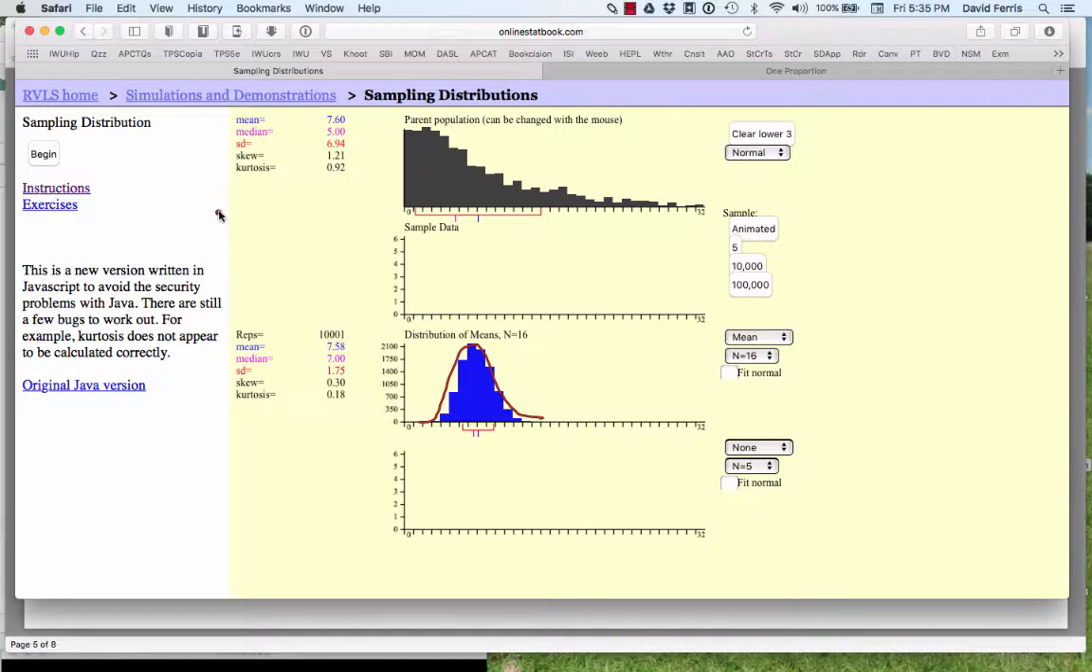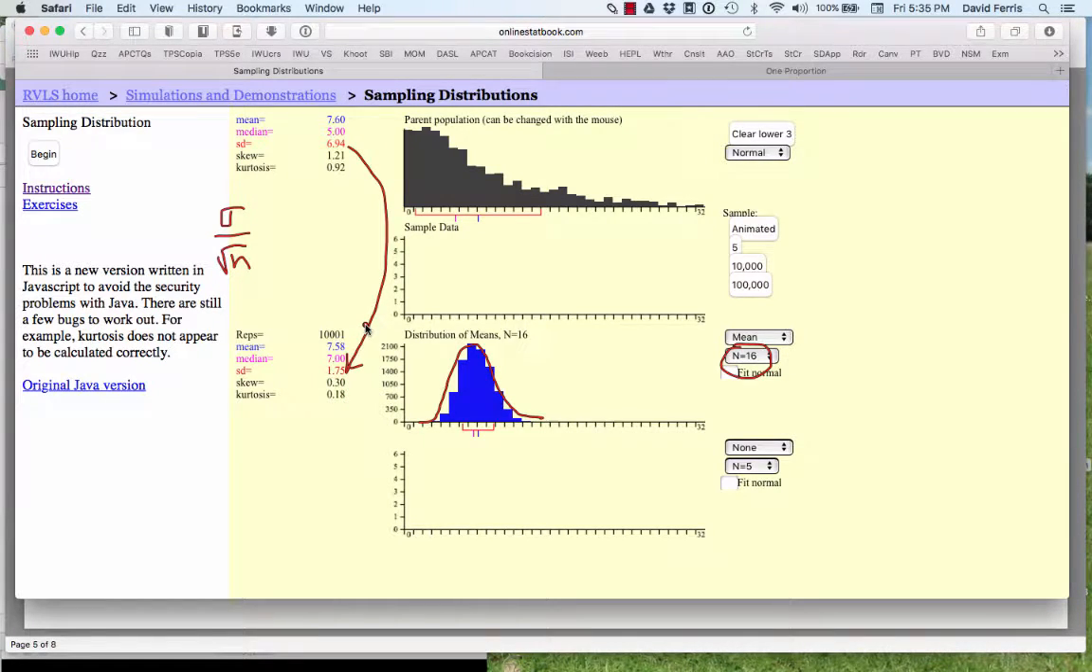Well, of course it's not going to be as wide, because remember the formula to go from 6.94 to 1.75: you're dividing by the square root of n. Well, we just made n bigger. When you make n bigger, that makes the denominator bigger. That should make this number smaller, 1.75.